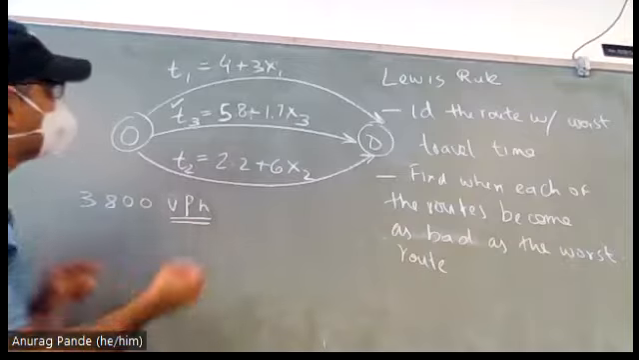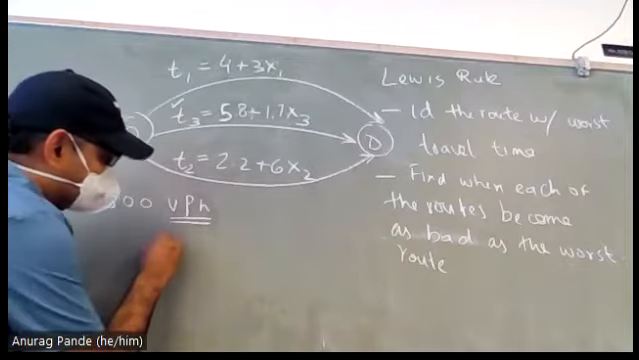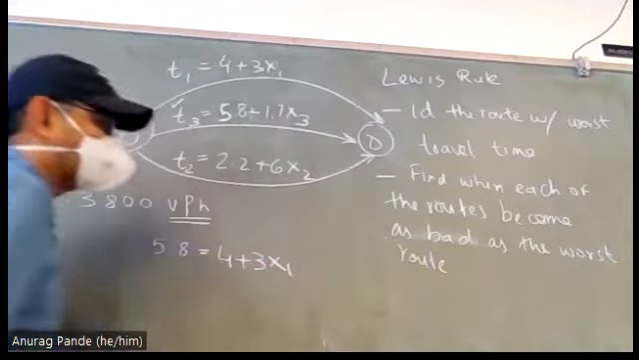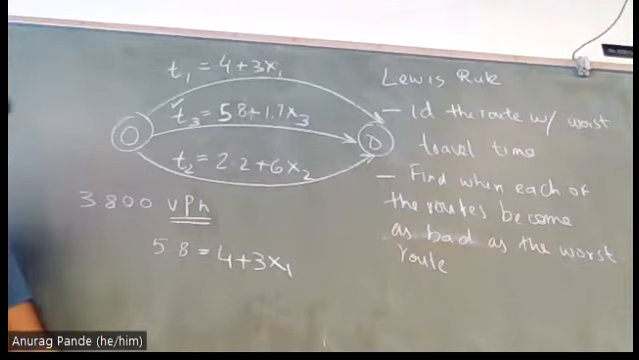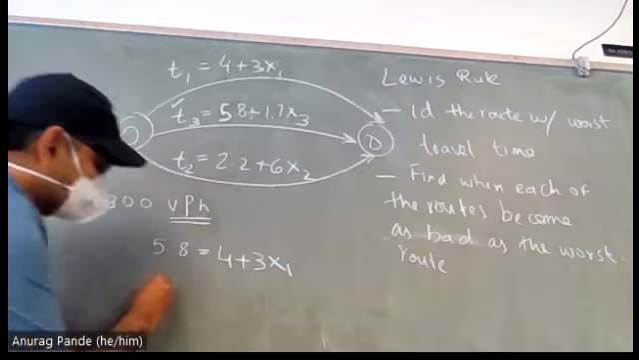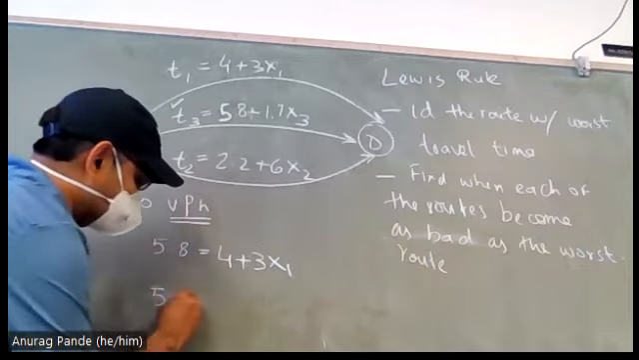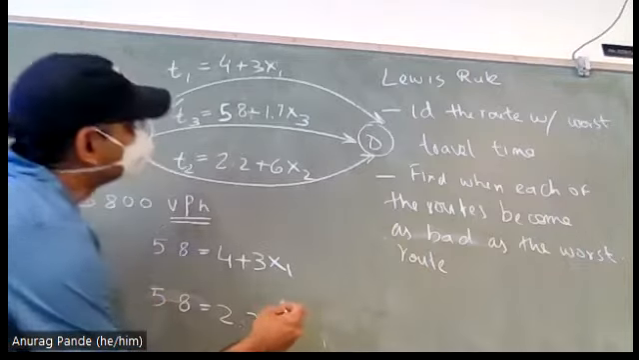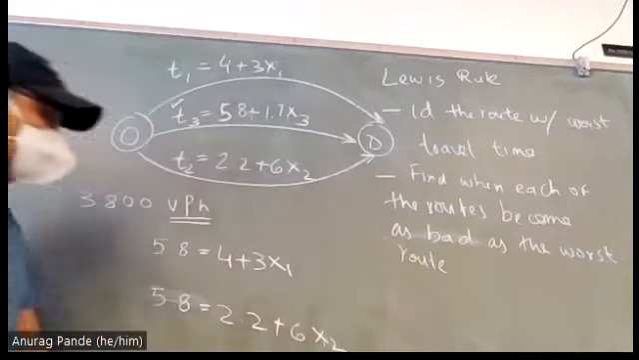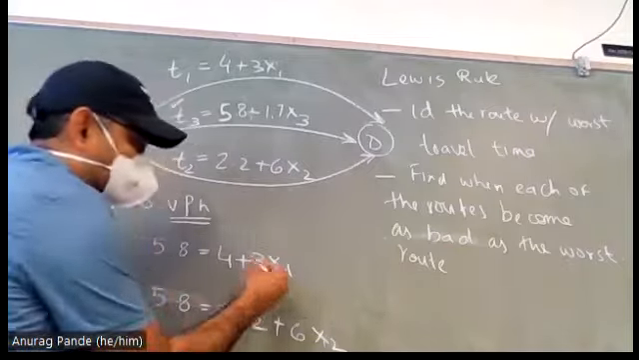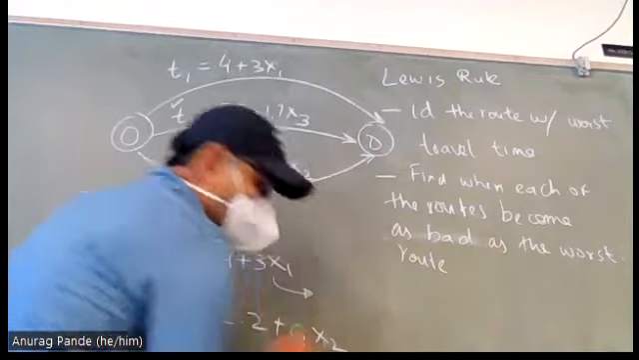Okay, and what does that look like for T1? It will look like 5.8 equal to 4 plus 3x1. So I'll try to solve for this x1. And when I'm doing this for the second route, I will say 5.8 equal to 2.2 plus 6x2. Okay. Make sense?